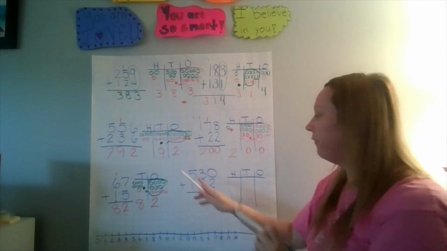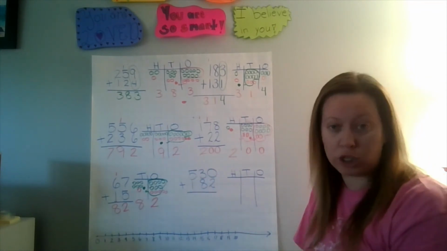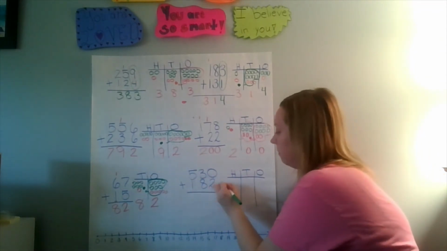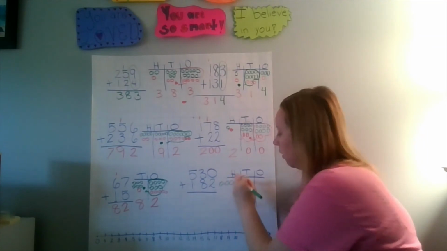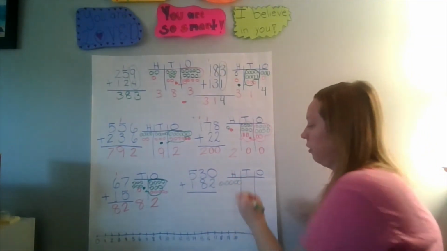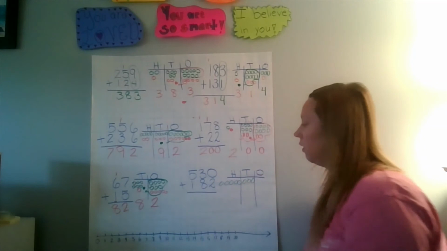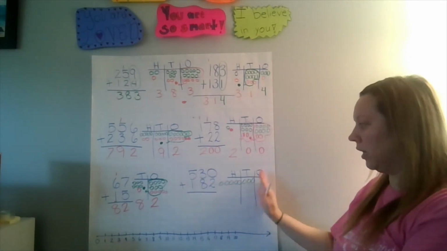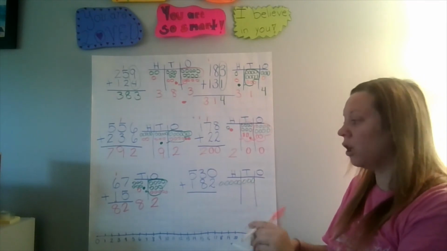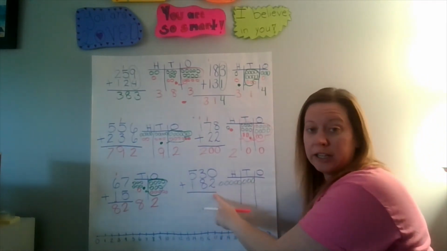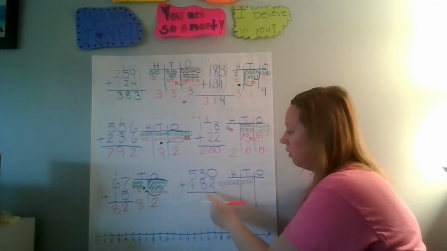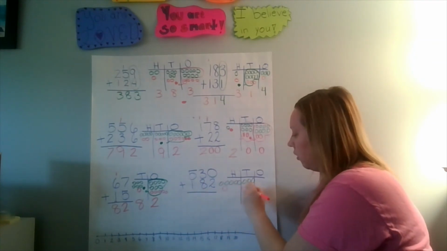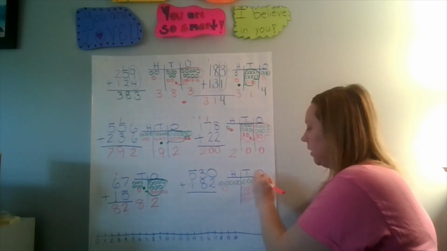I'm going to draw 530. So 500 means there's 5 hundreds in it. Then 30 is 3 tens. 30 has nothing. 0 means nothing. So I'm not putting anything in my ones for that problem. I'm going to switch to my pink. 182. So I have 100, 8 tens, 1, 2, 3, 4, 5, 6, 7, 8, and 2 in my ones place.